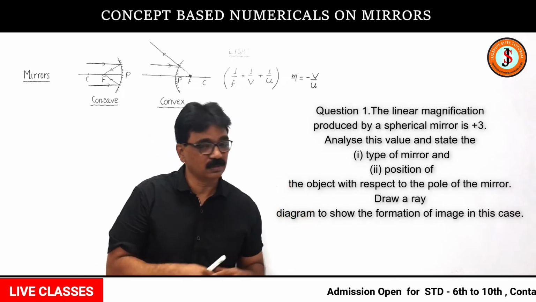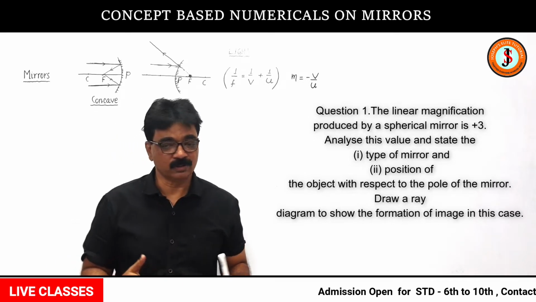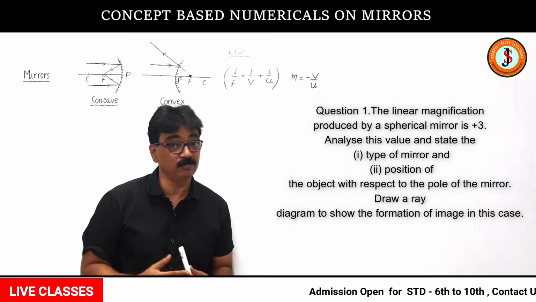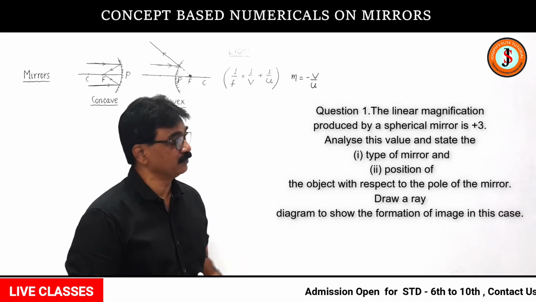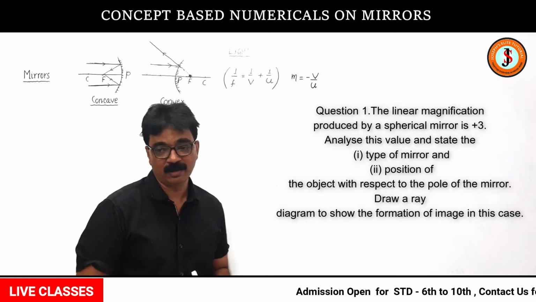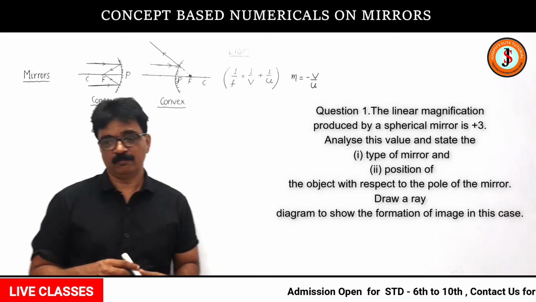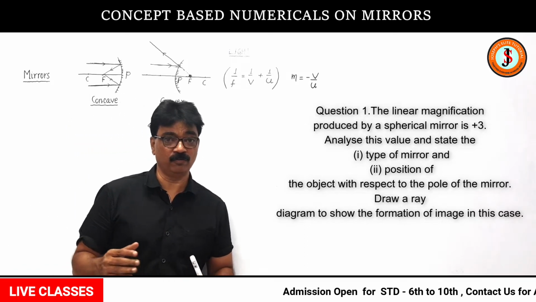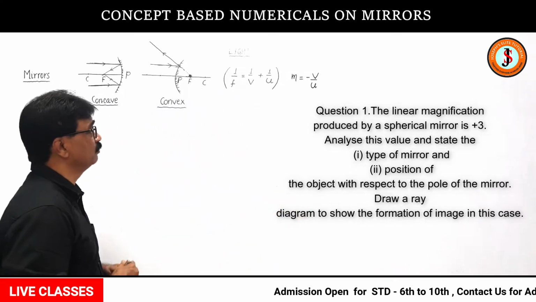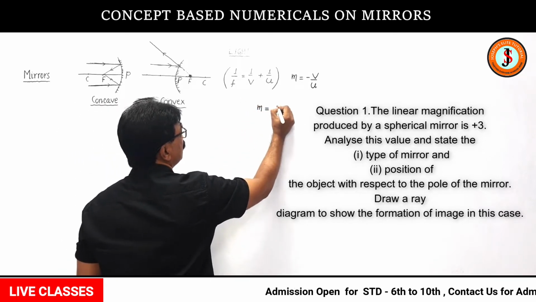Now let us see what Sachin sir and Kaushal sir have put on the screen. The question, sir, please. The linear magnification produced by a spherical mirror is +3. Then analyze this data and also tell the type of the mirror and the position of the object with respect to pole of the mirror and draw the ray diagram. Okay, very good. So magnification is +3.